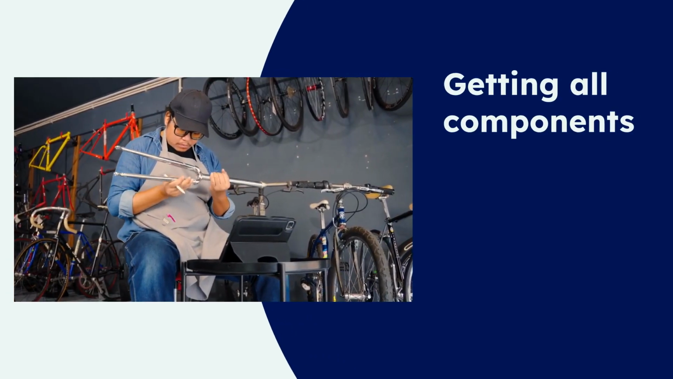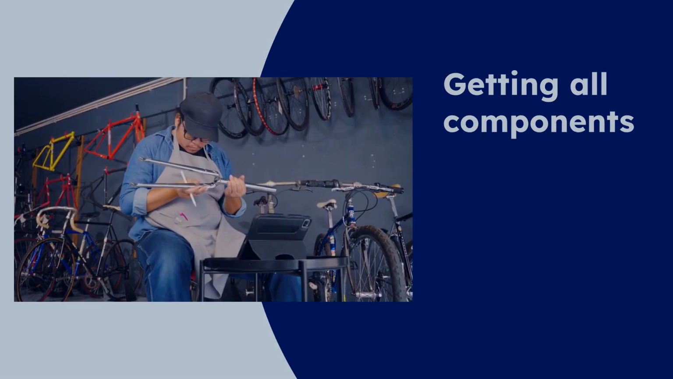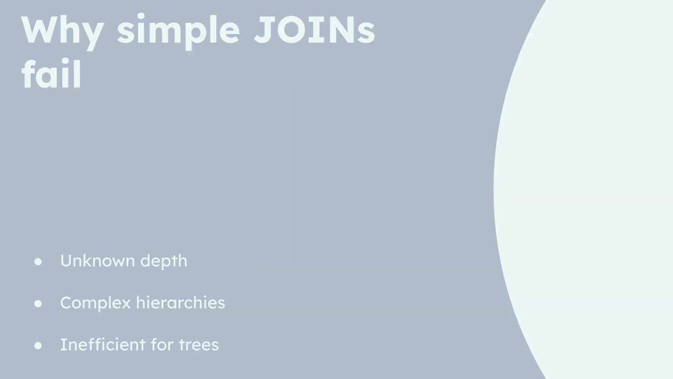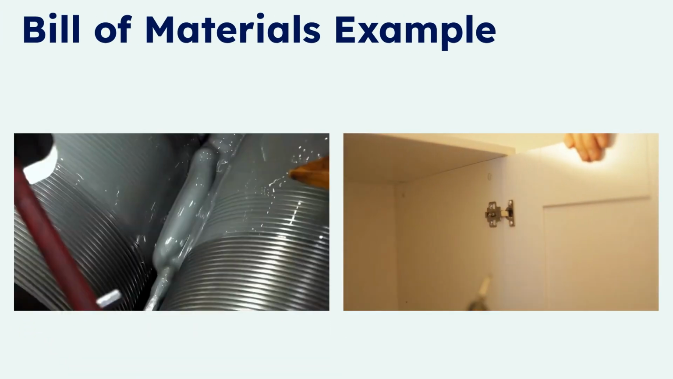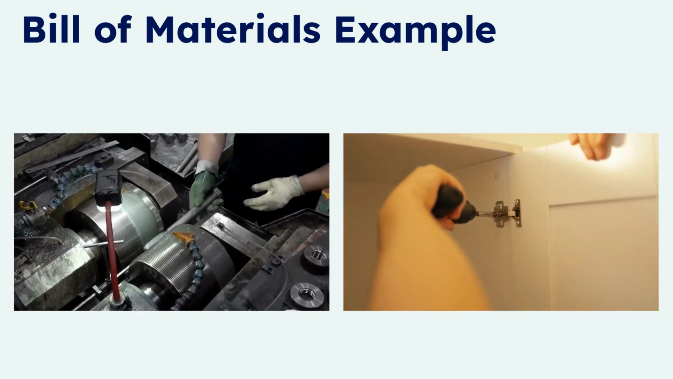A classic application of recursive queries is in supply chain management, specifically for a bill of materials, or BOM. A supply chain manager needs to know every single component required to build a final product, like a bicycle. You can't use a simple join because the hierarchy depth is often unknown, making it inefficient for complex, multi-level structures. Consider a bicycle that needs a frame, wheel assembly, tires, spokes, and rim tape. We need a complete list, down to the smallest part.